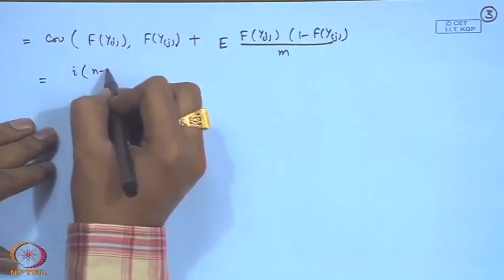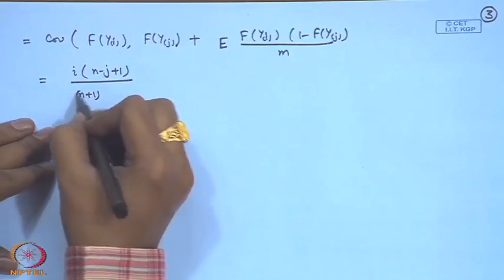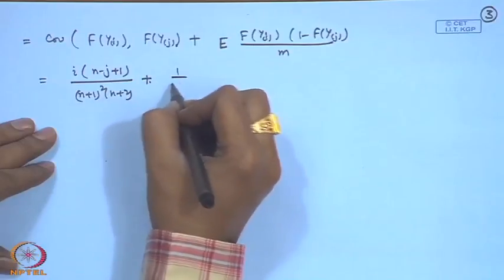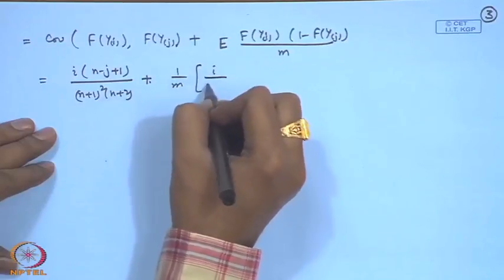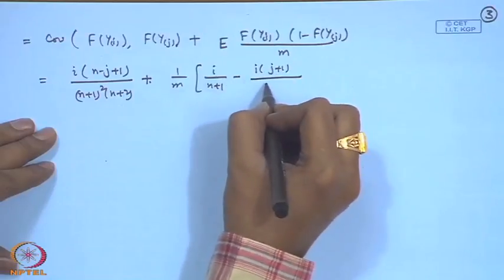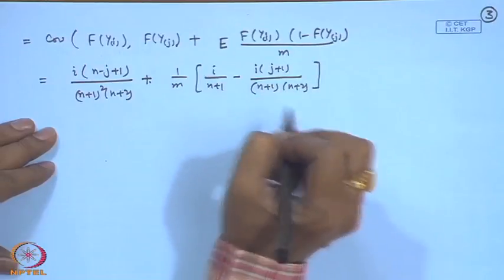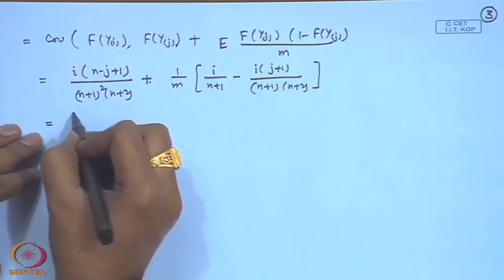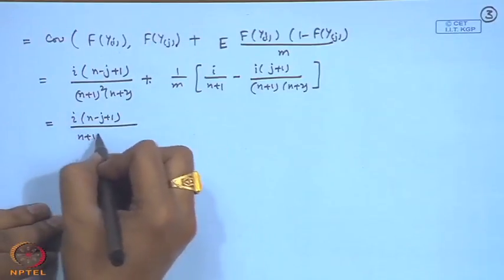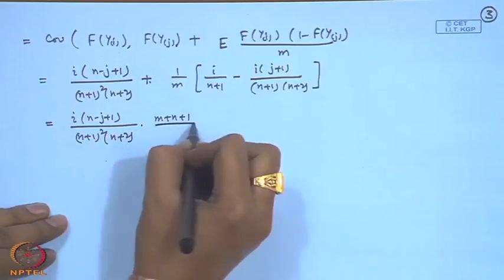So, the formula for the covariance we have derived earlier: i into (n minus j plus 1) divided by (n plus 1) square into (n plus 2), times 1 by m, minus i into (j plus 1) divided by (n plus 1) into (n plus 2). So, after simplification this turns out to be i into (n minus j plus 1) divided by (n plus 1) square into (n plus 2), times (m plus n plus 1) divided by m.